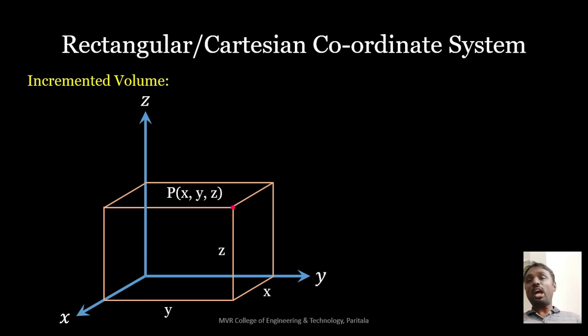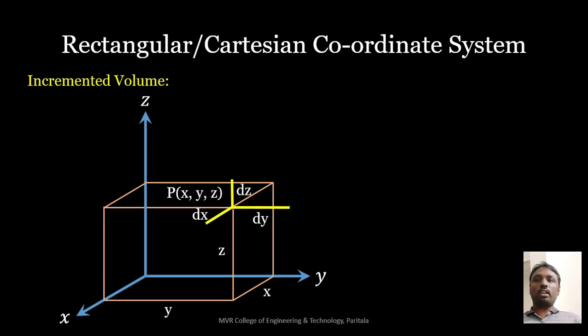Now how to identify the incremental volume? What is meant by incremental value? Let us take a very small change in the x direction from the point P. Let us assume that it is dx. I already told you, that's why I discussed the differential change. A very small change in x direction will give a differential dx. Similarly, a very small change in the positive y direction will give dy. Similarly, in the positive z direction it will give dz.